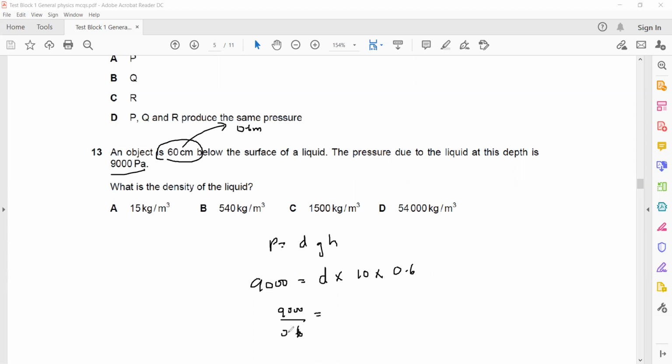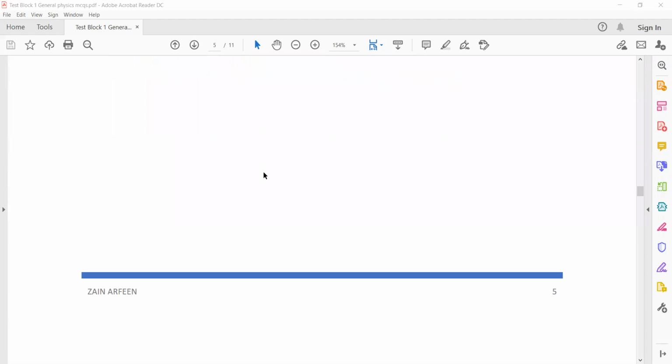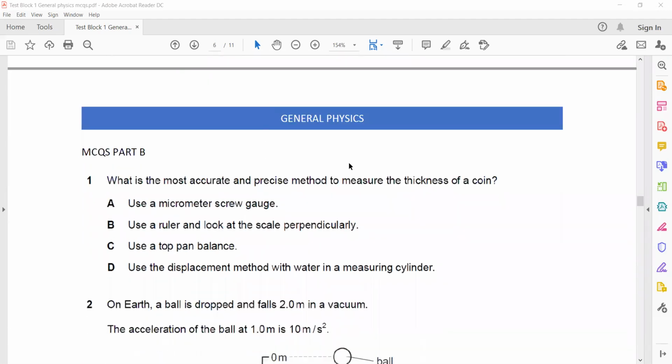Or you can do 9,000 divided by 10 into 0.6. It's the same thing, no difference. So 9,000 divided by 6 equals 1,500 kilogram per meter cube. That's the final answer. So always remember unit conversion. So this was about part A of test of general physics block 1.